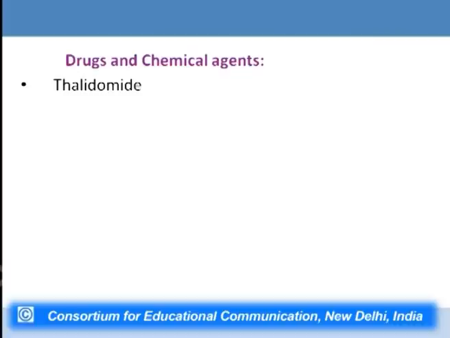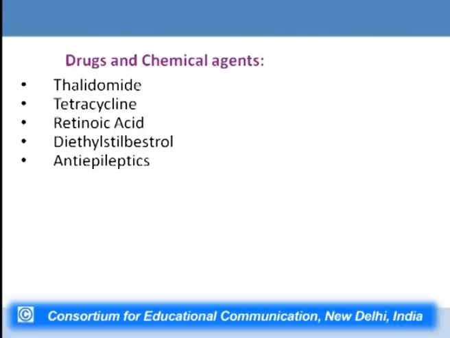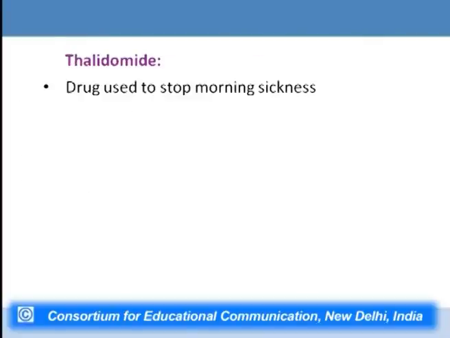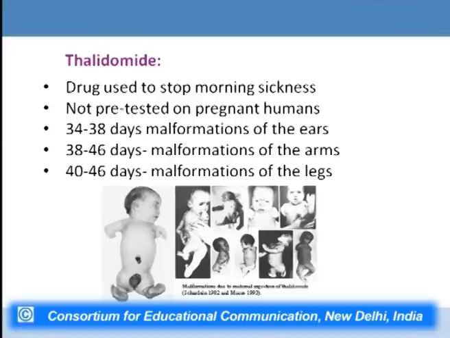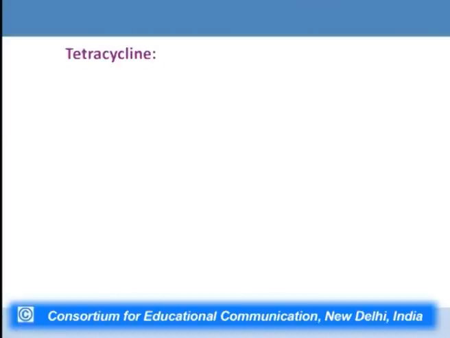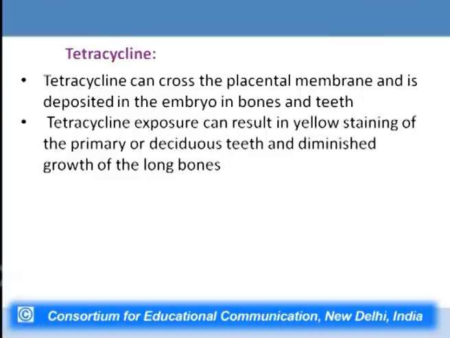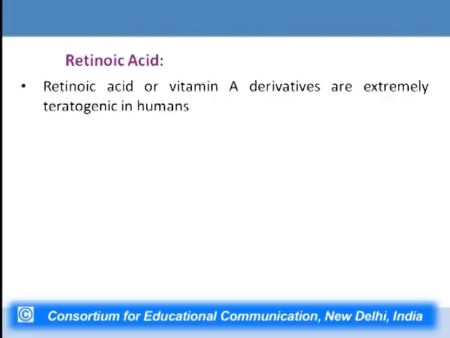Now, certain drugs and chemical agents can also cause these effects, like thalidomide, tetracycline, retinoic acid, diethylstilbestrol, anti-epileptics and alcohol. Thalidomide can cause severe effects on the organism, leading to malformation of ears, arms, etc. Whereas tetracycline can lead to yellow staining of the deciduous teeth, and it can also diminish the growth of the long bones.